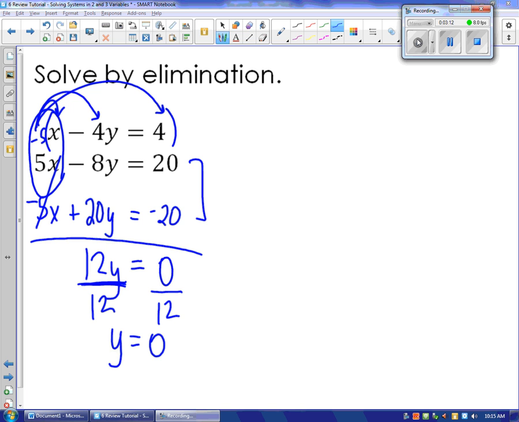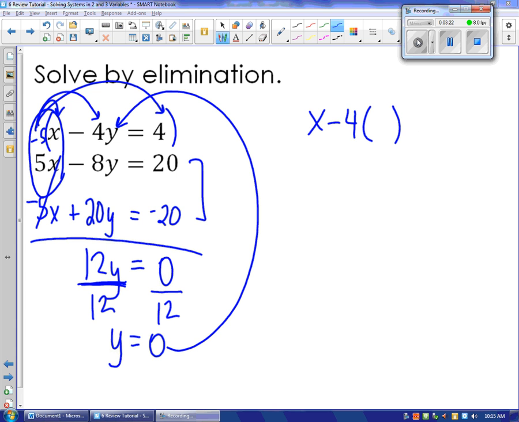Once you know the value of one variable, you can plug it in to find the value of the other. I'm going to go ahead and just plug this into my first equation. So remember, we had x minus 4 times y is equal to 4. And I'm just going to replace the y with 0. And so negative 4 times 0 is 0, and so I'm basically left with x equals 4. So my solution here is going to be 4, 0.